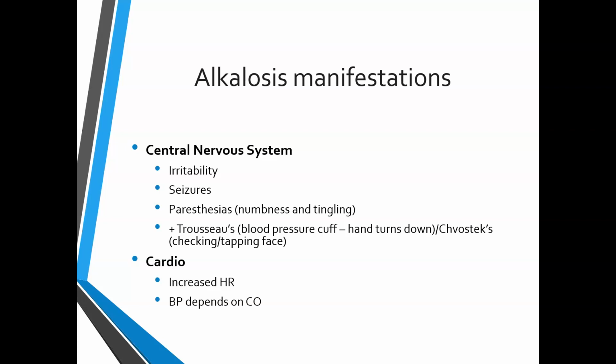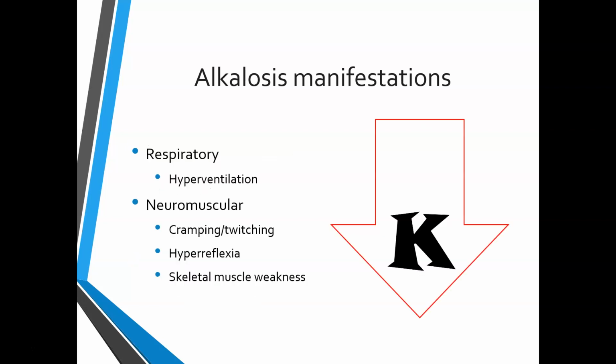Also with cardiac, you will see increased heart rate, and blood pressure will be dependent on the person's cardiac output. Manifestations, respiratory may see some hyperventilation with these individuals, cramping, twitching, hyperreflexia, and skeletal muscle weakness. And as an inverse relationship where with metabolic acidosis you saw an increase in potassium levels, with alkalosis, you will typically see a decrease as well in potassium.